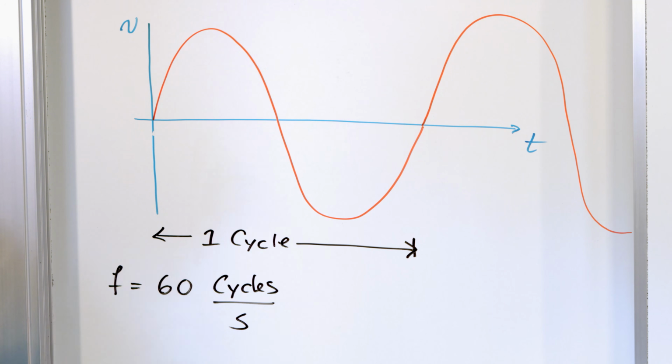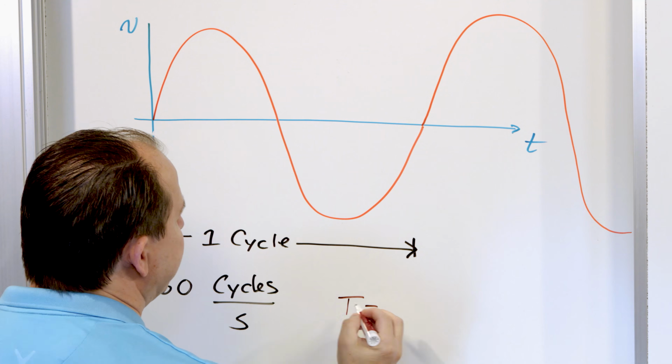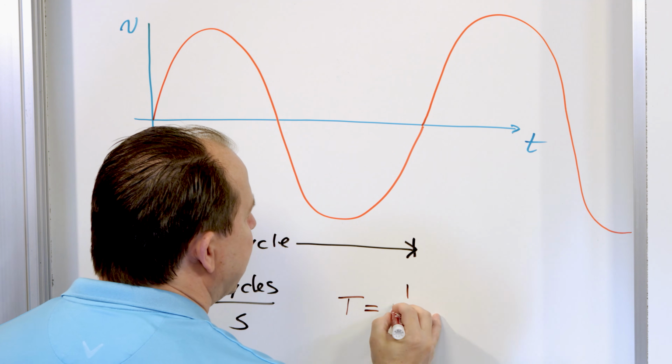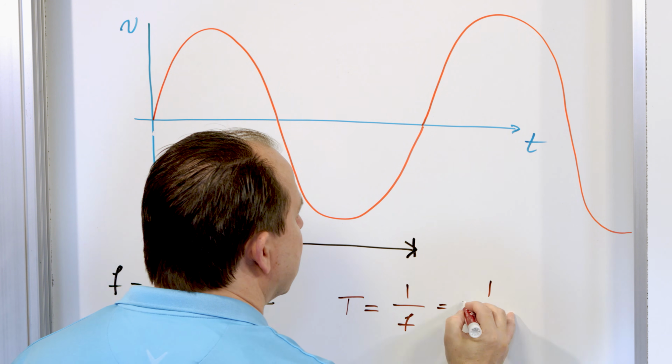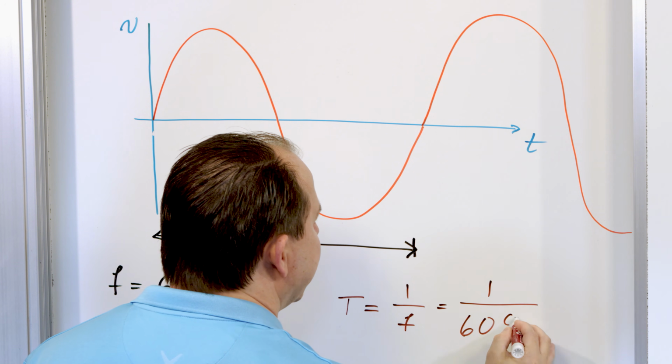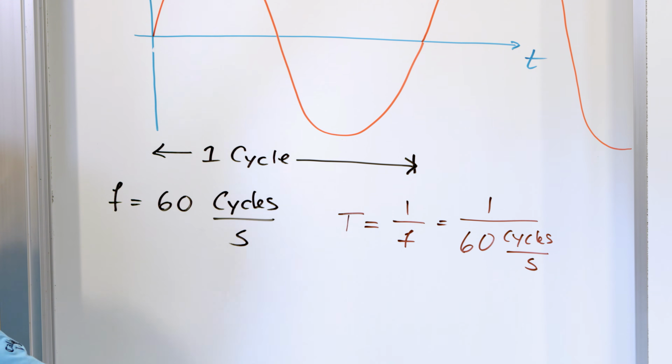Now, it's 60 cycles per second, and for those of you who have taken physics, you might have learned about the period. The period is defined as 1 over the frequency. This is how many seconds it takes to repeat. Well, the reason it's 1 over f is because it's 1 over 60 cycles per second. That's all you're doing when you take 1 over 60 cycles per second.